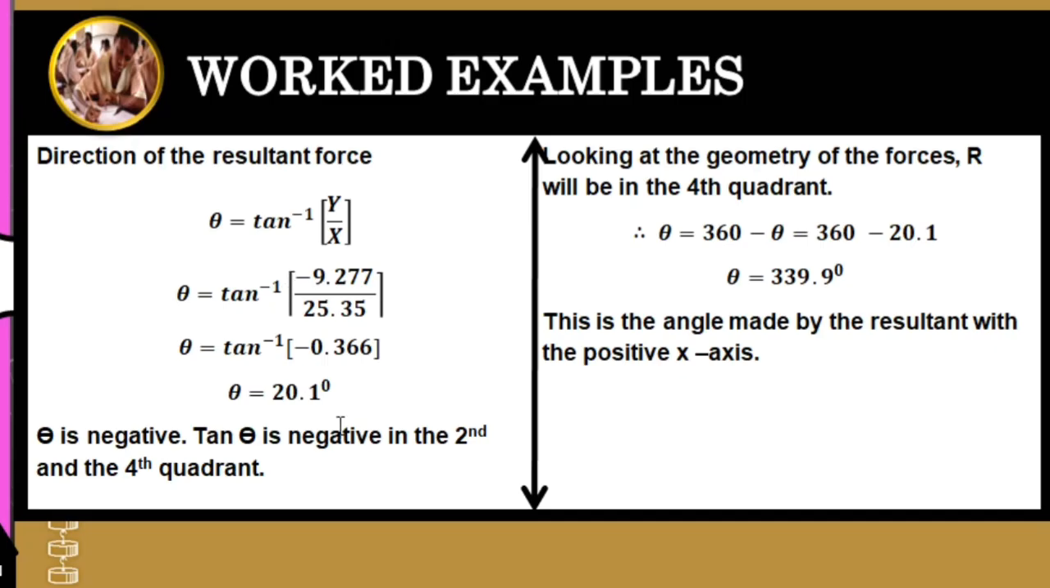Looking at the direction of the resultant force, theta is negative, so tan theta is negative in the second quadrant and fourth quadrant. These are just mathematical trigonometry knowledge that you need to have. So theta is equal to this. At the end of the day, we have gotten our angle.